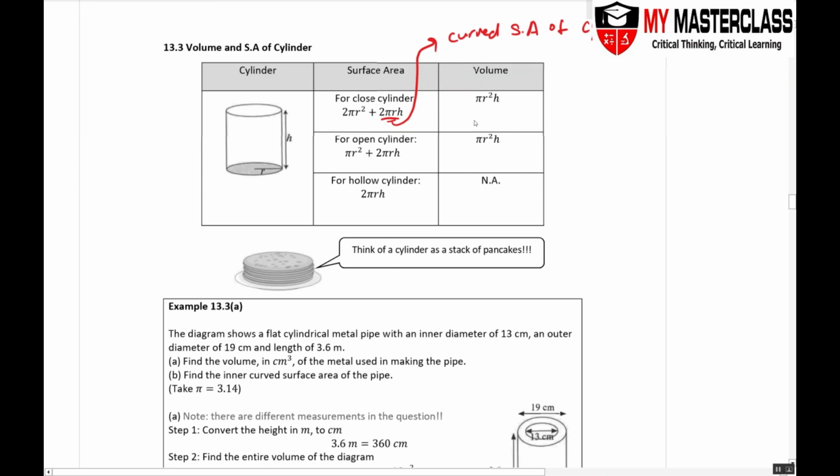For your volume, it's just base area times height, so pi r squared times height. The only difference for the open cylinder, the second scenario, is that you don't have the 2 in front of the pi r squared, because I only have the bottom area. The rest are exactly the same. Then for a hollow cylinder, I don't have the bottom as well as the top. The only portion I'm looking at is the curved surface area.